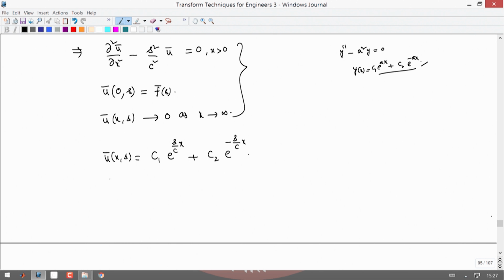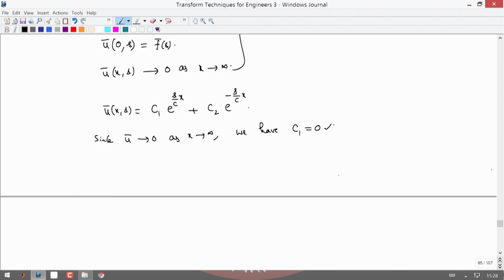Now, apply the conditions. If you apply first the last one, as x goes to infinity, u bar has to go to 0. That is possible only if c1 equals 0. Here c1 is a function of s. So, since u bar has to go to 0 as x goes to infinity, we must have c1 equal to 0. So, this gets cancelled, and the general solution is only this one.